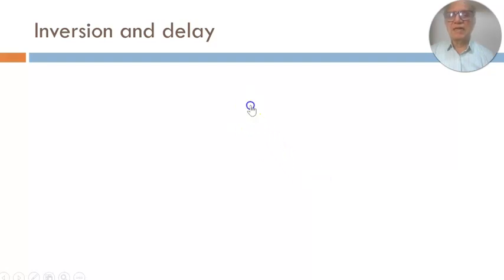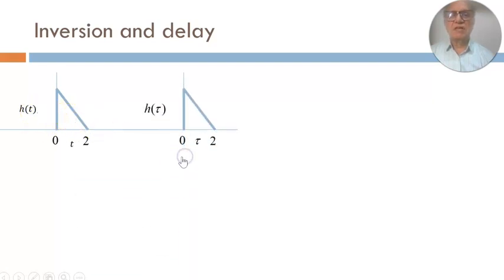So let us take one example of h(t). This could have been some other kind of pulse, but let's say it's like this. Now the first thing we do is replace t by tau. So essentially you get the same function, but instead of being a function of t, it is now a function of tau. So h(tau) can be drawn like this. So it is just a triangular pulse which starts at 0 and becomes 0 at tau equal to 2.